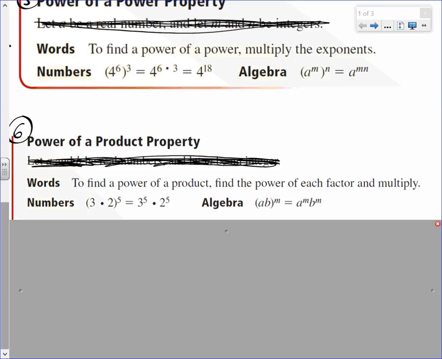Power of a product. Product means multiplying. If you're multiplying several things inside parentheses, take each piece to the outside power. Kind of like what it's saying.